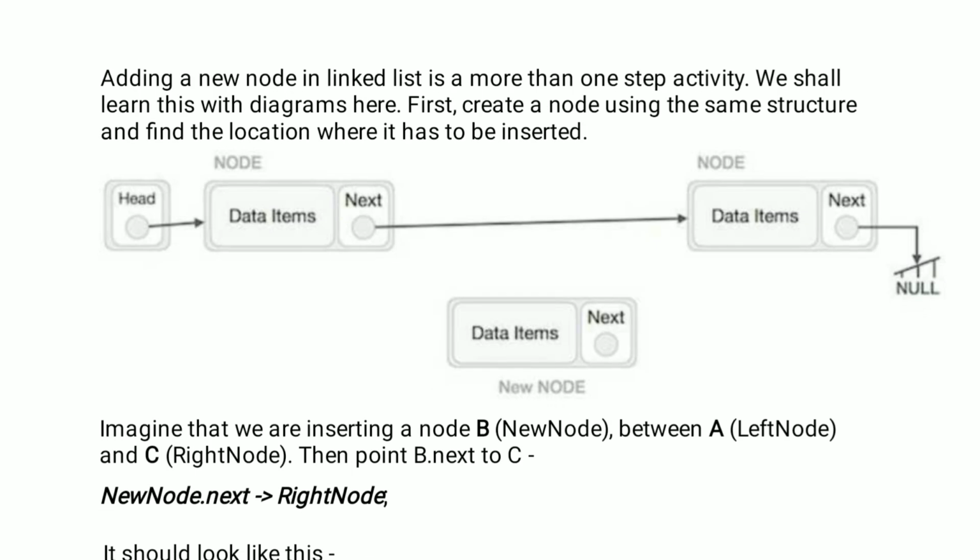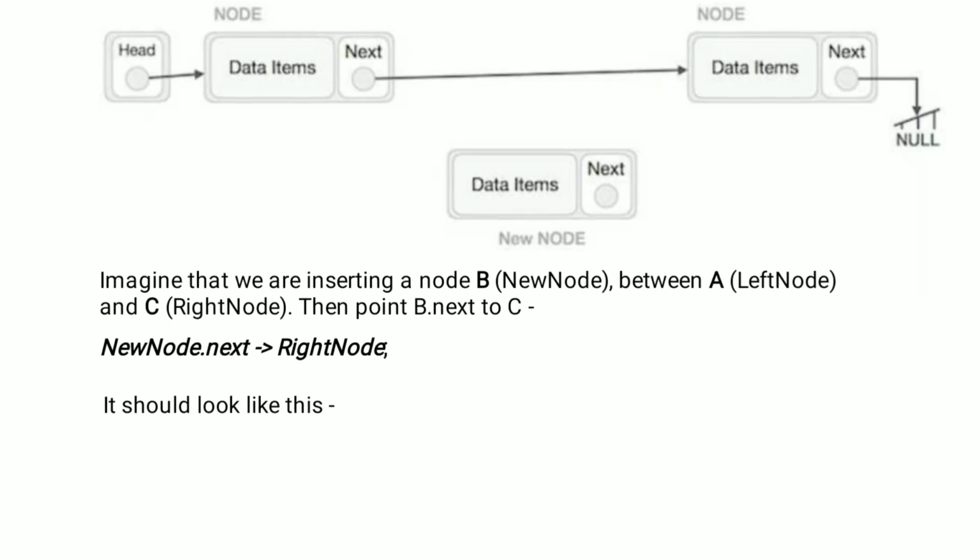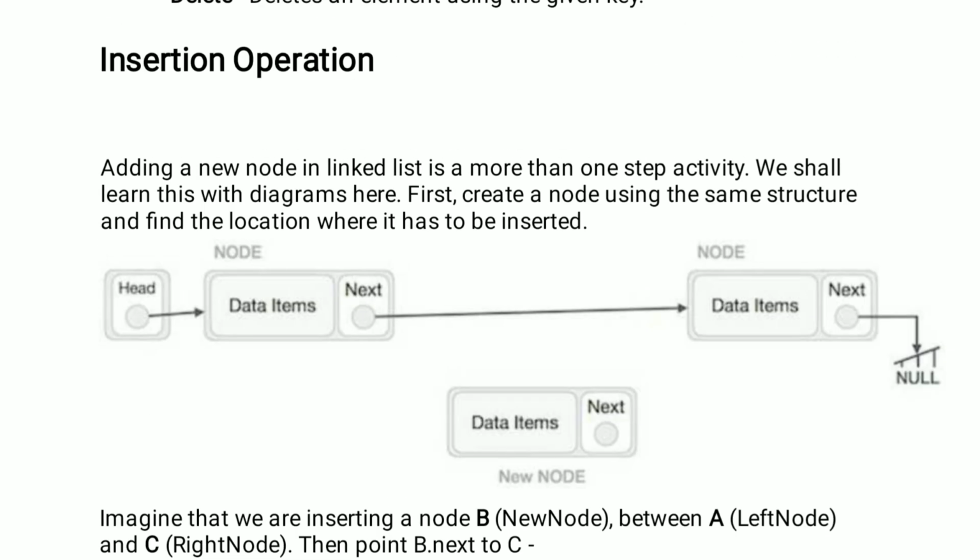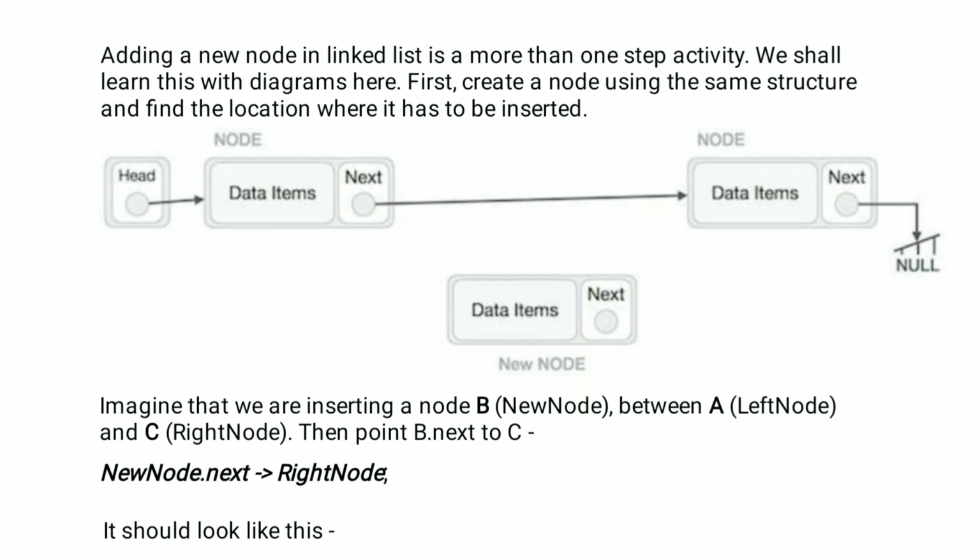Imagine inserting a node B between A and C. Assume that we have three nodes, A, B, C. With the help of the head node, the head is connected to the A node, which is connected to the C node. In between the A node and C node we want to insert the node B. So how are we inserting?